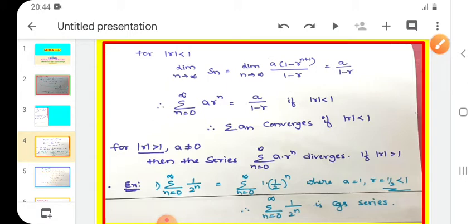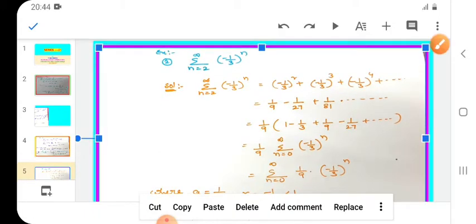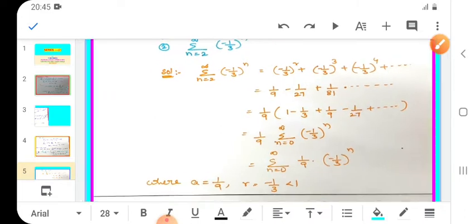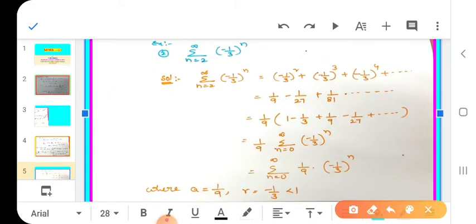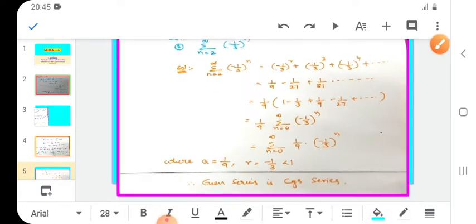Okay. Next. Here also same. Summation n equals 2 to infinity 1 minus 1 by 3 whole power n. Here also what we write here? 1 into 1 minus 1 by 3 whole power n, where a equals 1 and r equals minus 1 by 3. Minus 1 by 3 means mod r less than 1, so it is convergent. But why do I do all these steps here?